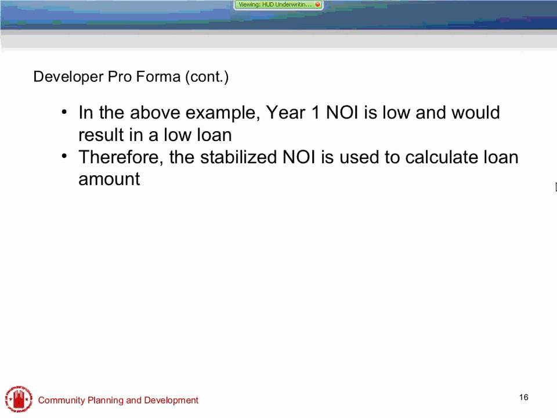And again, in the example we just looked at, year 1 NOI is going to be really low because of that higher vacancy rate, so you're going to have a lower loan. But the project truly can afford more than that. So the stabilized NOI is the important number to look at.